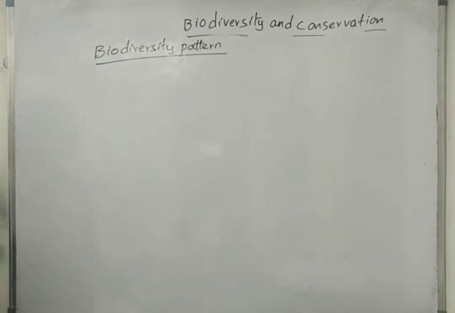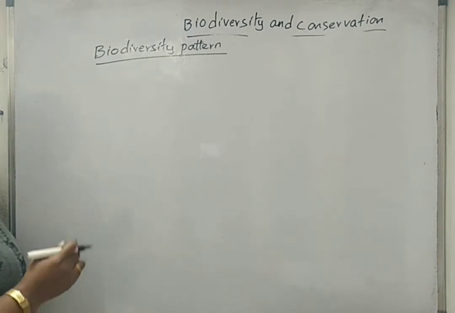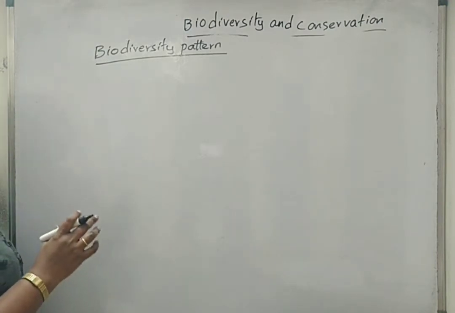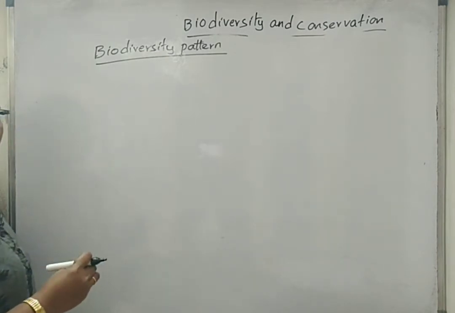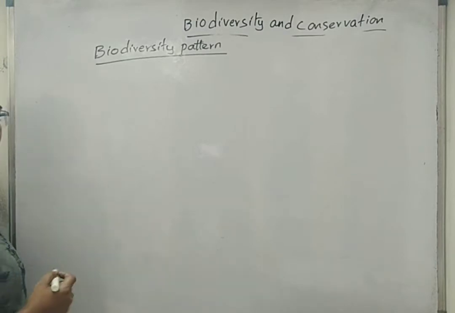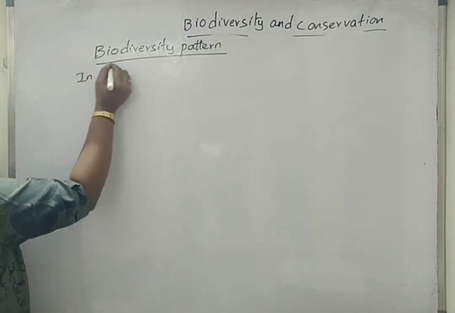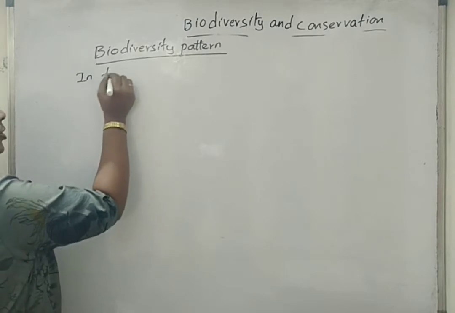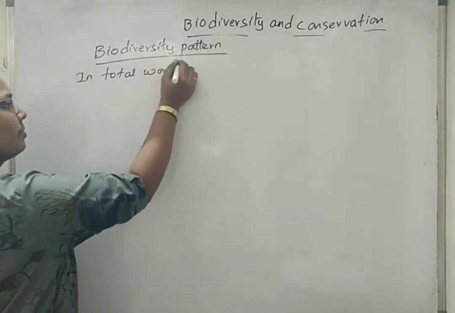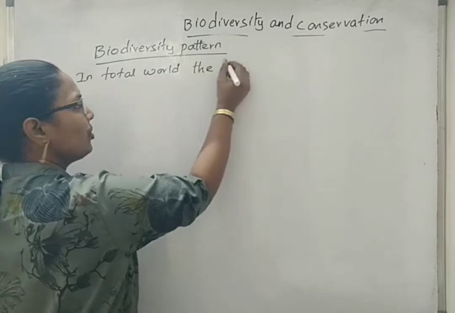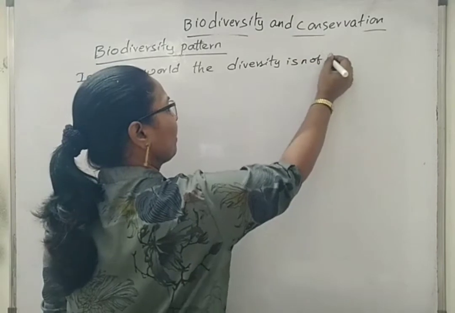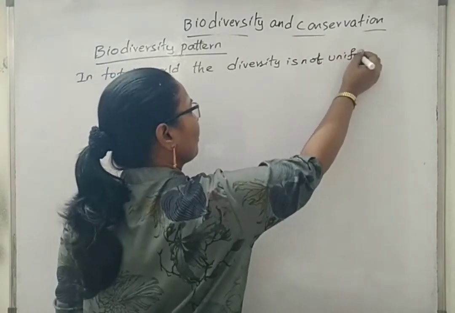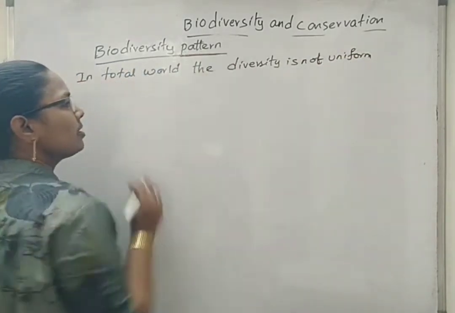So, this biodiversity pattern explains that the diversity is not uniform across the globe, and there are different patterns to explain this biodiversity, meaning the distribution of organisms globally. Here we will know one important point: in the total world the diversity is not uniform. So there are different patterns to explain it.